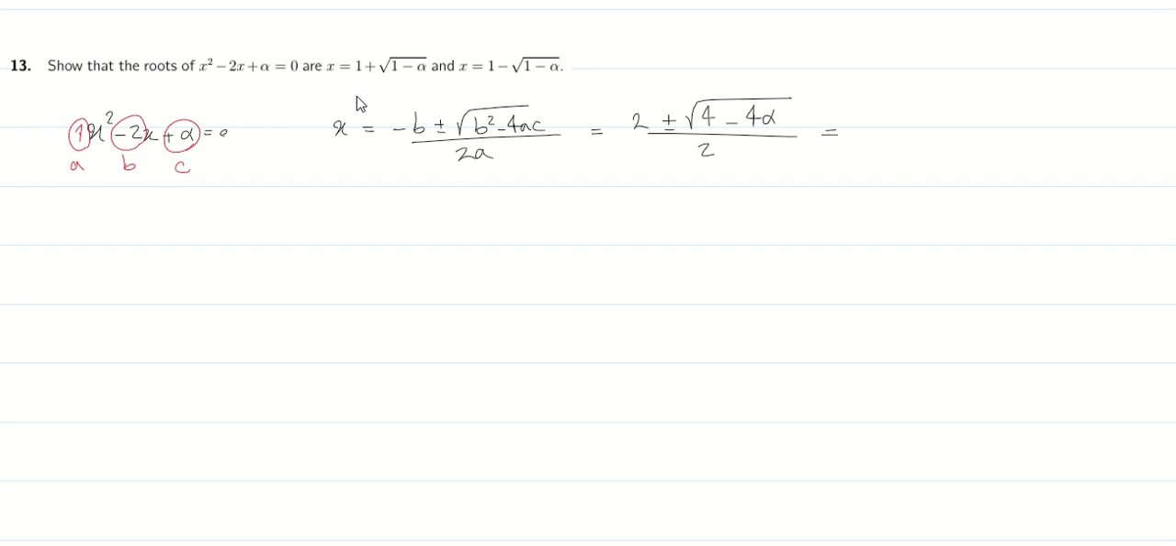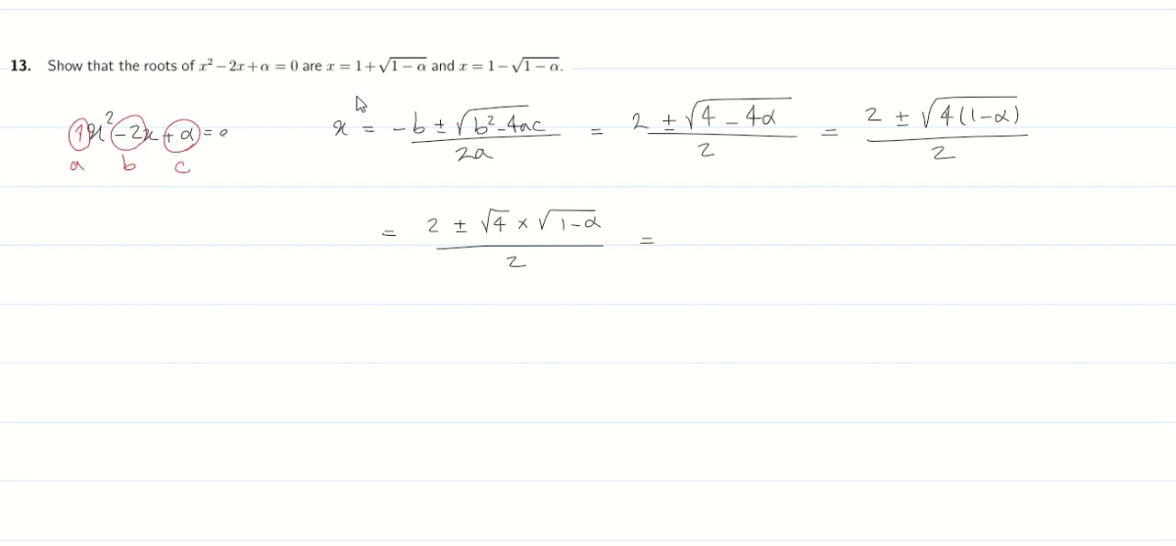Now, looking at the expression under the square root, we can factor 4 out of it. So we can write this as 2 plus minus square root of 4 times 1 minus alpha, divided by 2. Now we can rewrite this as 2 plus minus square root of 4 times square root of 1 minus alpha, based off the product rule, divided by 2.